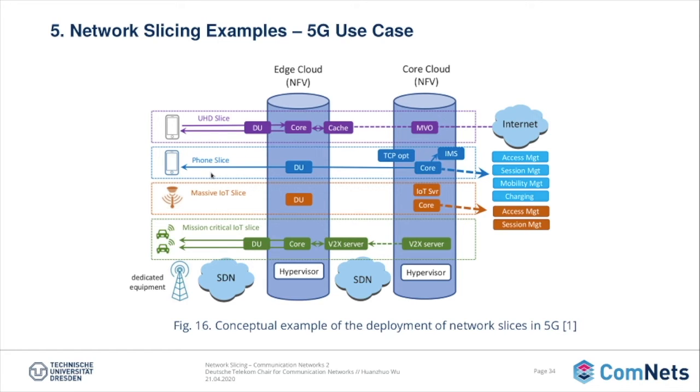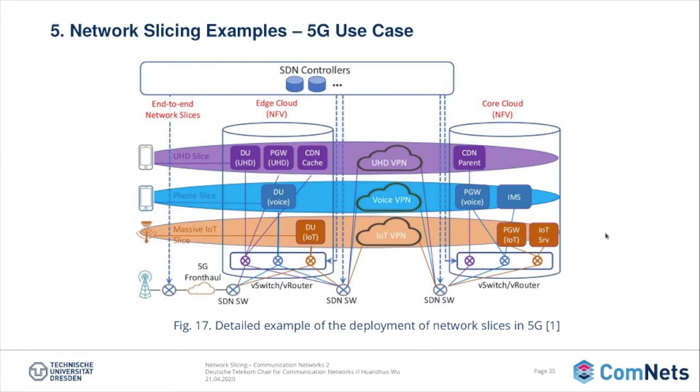In the case of the phone slice, most functionalities are virtualized in the core cloud, like mobility and IMS service. Meanwhile, the massive IoT slice is simple. It only employs light-duty services in the core cloud. But for the mission-critical IoT slice, in contrast, most services are moved to the edge cloud for minimizing transmission delay and improving reliability.